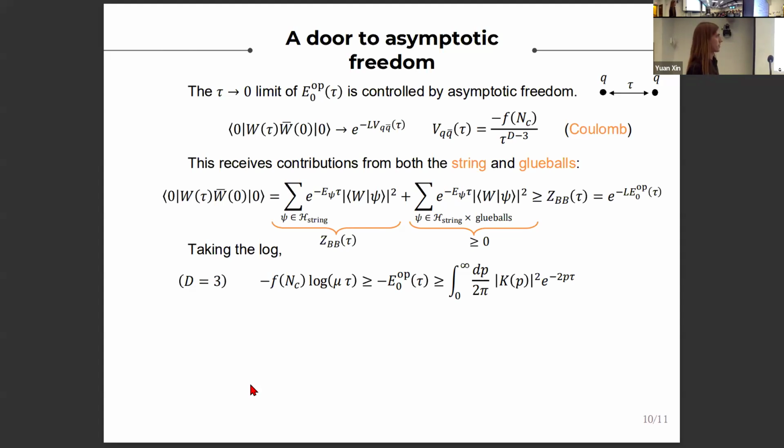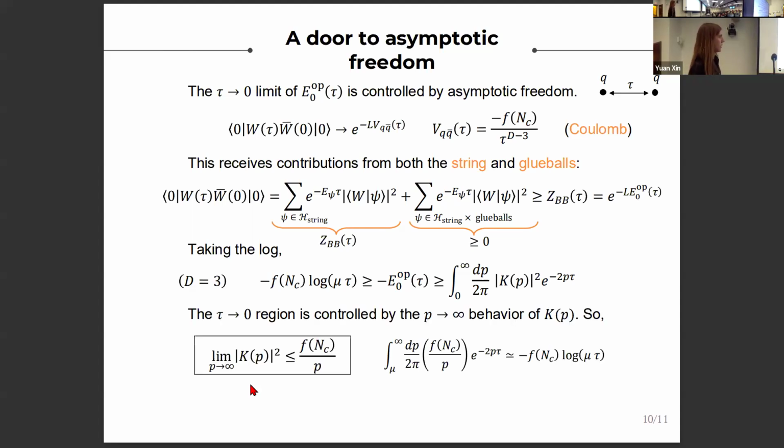So we learn that this integral is upper bounded by this log, which is, by the way, here I'm showing it for p equals 3, where the Coulomb potential is just logarithmic. And now the question is, what do we learn from here? We're learning that some funny integral over k, from 0 to infinity in energy, is bounded by this thing. Well, what you need to notice first is that this should be understood in the tau going to 0 limit. And the tau going to 0 limit of this integral is dominated by large energy. So you can relate this bound to an asymptotic bound on K squared. And you do this by looking at what you can put here in order to reproduce the log, and you see that this thing is bounded by 1 over p.